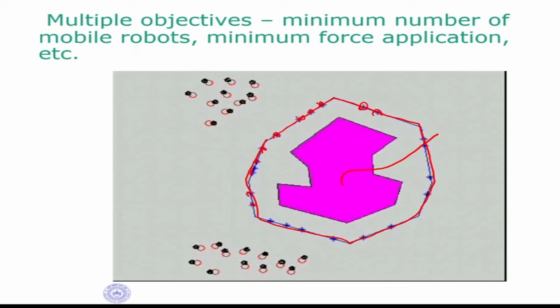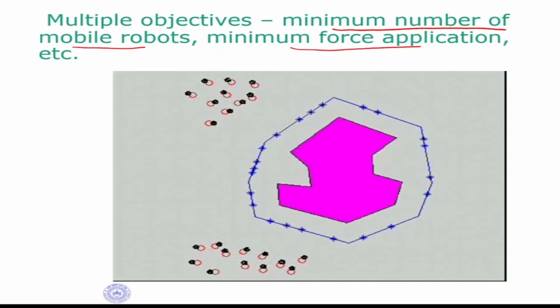What the robot will do is first go and sit on the boundary, then go and capture the object and stop it from moving. Otherwise, the object is going to hit the robots. Here there are a couple of questions. Number one, what is the minimum number of robots required? What is the minimum force to be applied to do this task? That is where the question of optimization comes in.